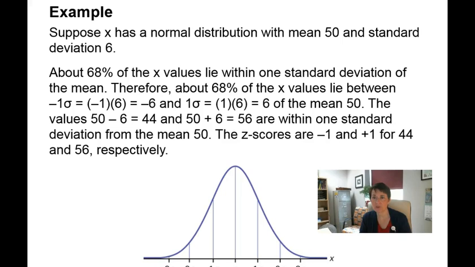X has a normal distribution with a mean of 50 and a standard deviation of 6. About 68% of the X values lie within one standard deviation. So we can take that standard deviation of 6 and add it to 50 and then subtract it from 50 to get my lower value and upper value. So we would have 44 to 56 would contain 68% of all of my scores. This is pretty powerful and a really quick way to do some nice calculations.